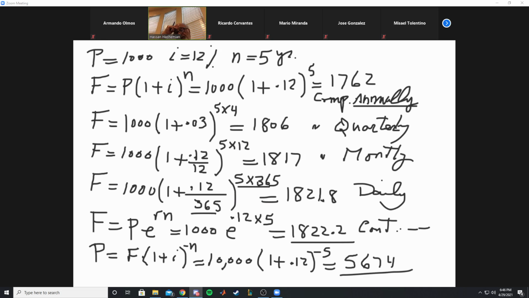Any question on this? Those two formulas are the ones that you really need to do most of the analysis.